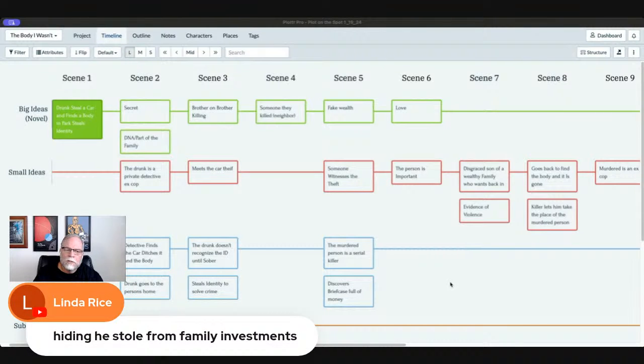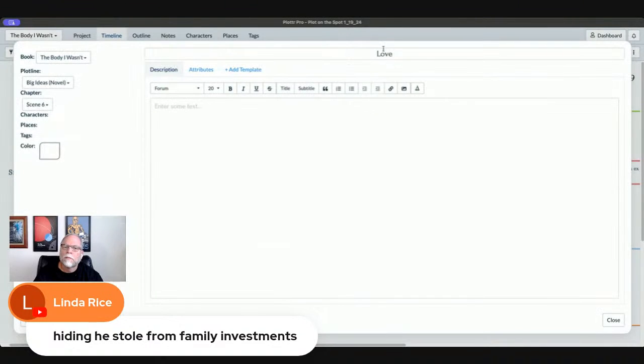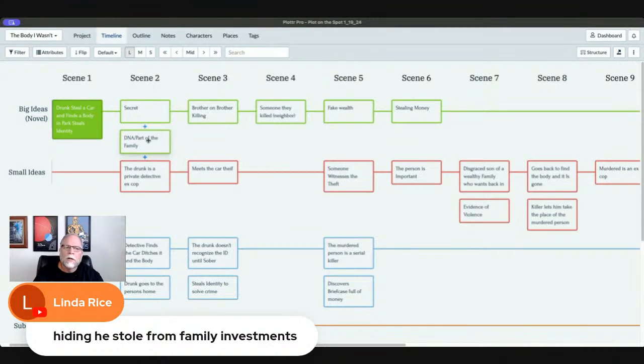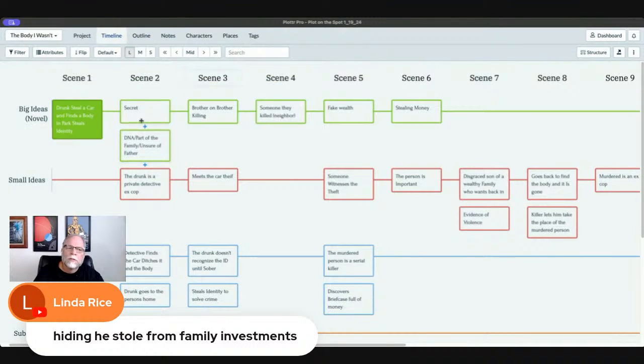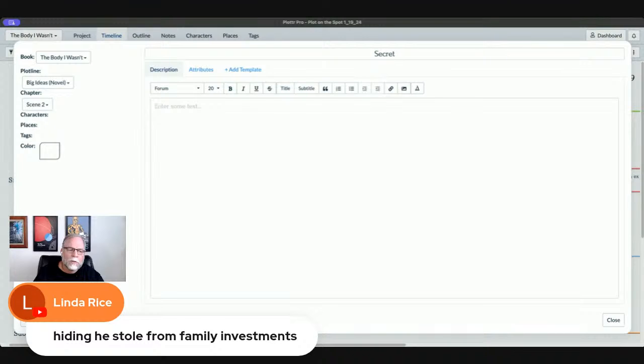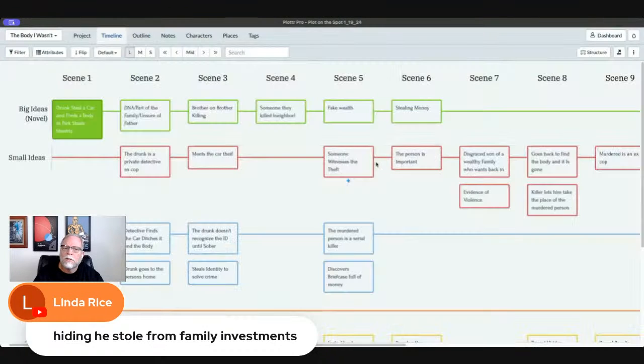Another way, hiding he stole family investments. So stealing money could be a secret. And I feel like the father thing could go underneath the DNA. Unsure of father. So that's interesting. Okay, all right. So we're going to delete this one really quick. We decided it was going to be a secret. So we've got a few secrets to choose from here between scenes 2 to 6.